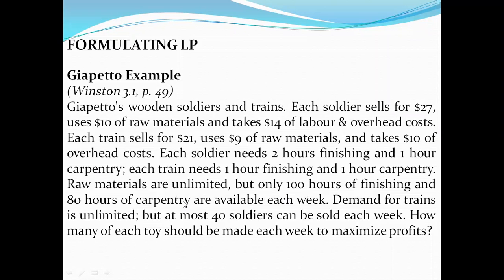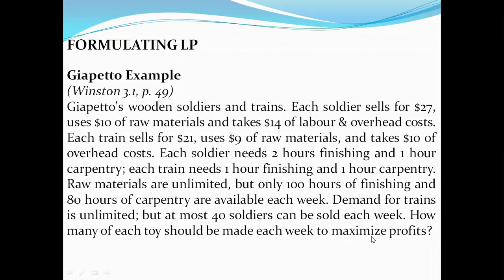So the value has been given, and demand for trains is unlimited, and there is no constraint for demand, no constraint for train manufacturing. But at most 40 soldiers can be sold each week. So there is a constraint here. How many soldiers need to be manufactured? Either it may be unlimited or only the 40 need to be manufactured. There is no clarity till now. So how many of each toy should be made each week to maximize the profits?